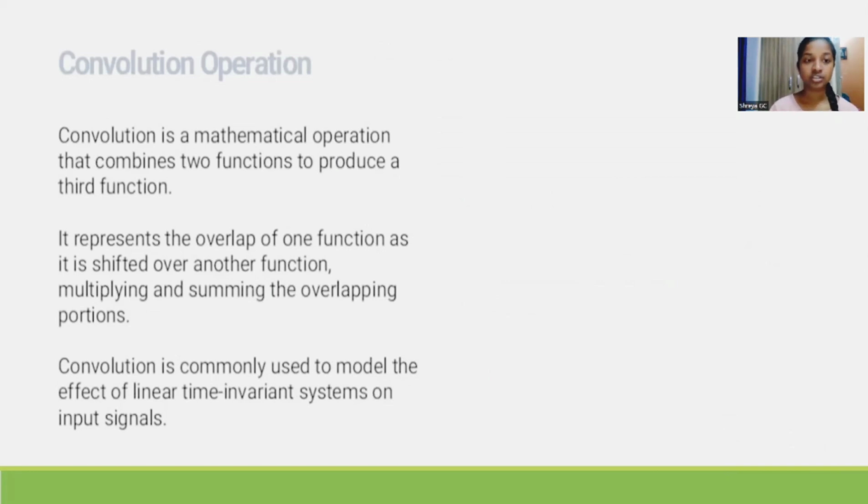Convolution operation. Convolution is a mathematical operation that combines two functions to produce a third function. It represents the overlap of one function as it is shifted over another function, multiplying and summing the overlapping portions. Convolution is commonly used to model the effect of linear time invariant system on input signals.